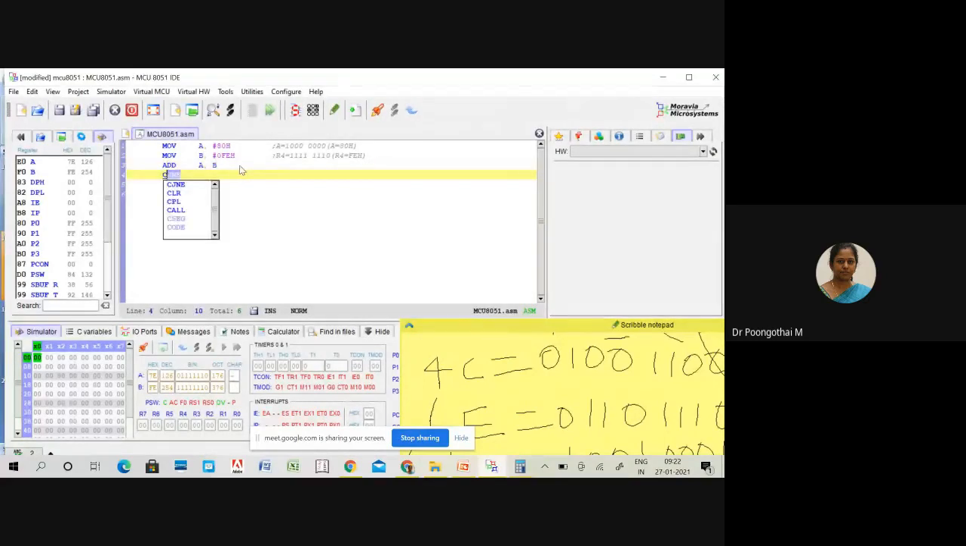Sometimes, to get the original answer, we can include these two instructions to check the answer according to your manual calculation: complement A, increment A.